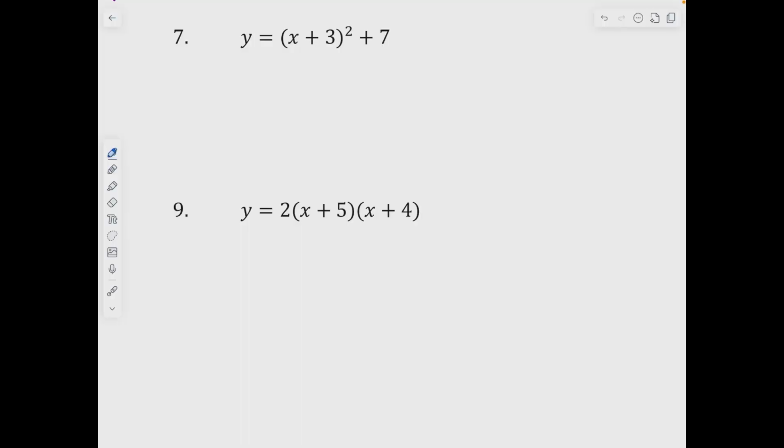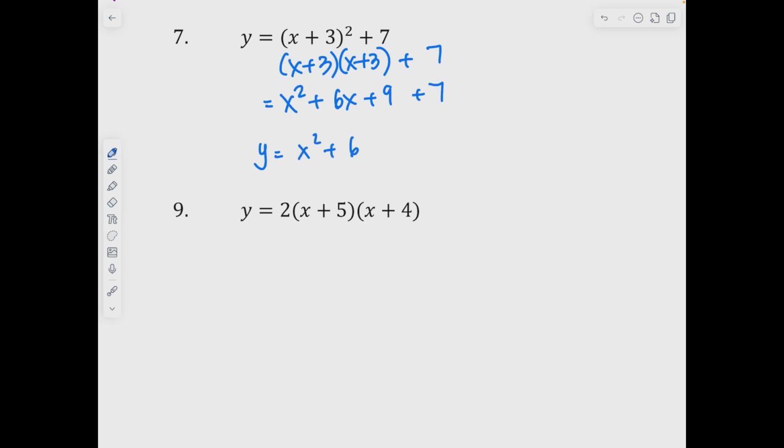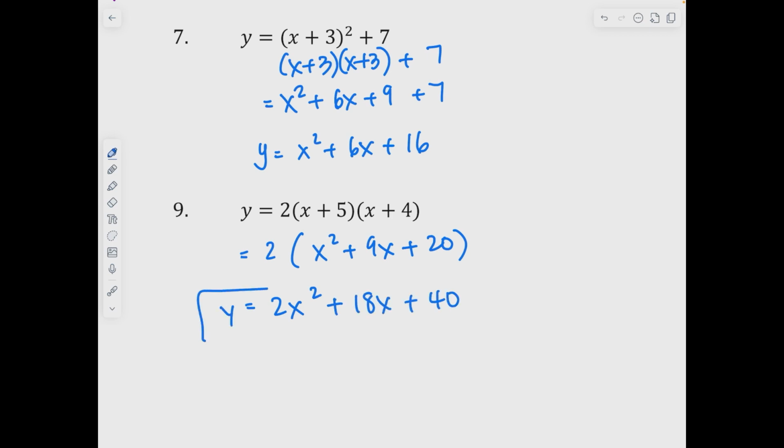Okay, let's take care of 7 and 9 first, and then we'll switch over to the left side second. So I have x plus 3 quantity squared, which means that I have 2 of them, x plus 3, and then plus 7. So when I FOIL it, I have x squared plus 6x plus 9, and then plus 7. So therefore, y equals x squared plus 6x plus 16. For the second one, you're going to FOIL first. So when I FOIL it, x squared plus 9x plus 20, and then I'll distribute the 2 second. So 2x squared plus 18x plus 40, and that would be my standard form.